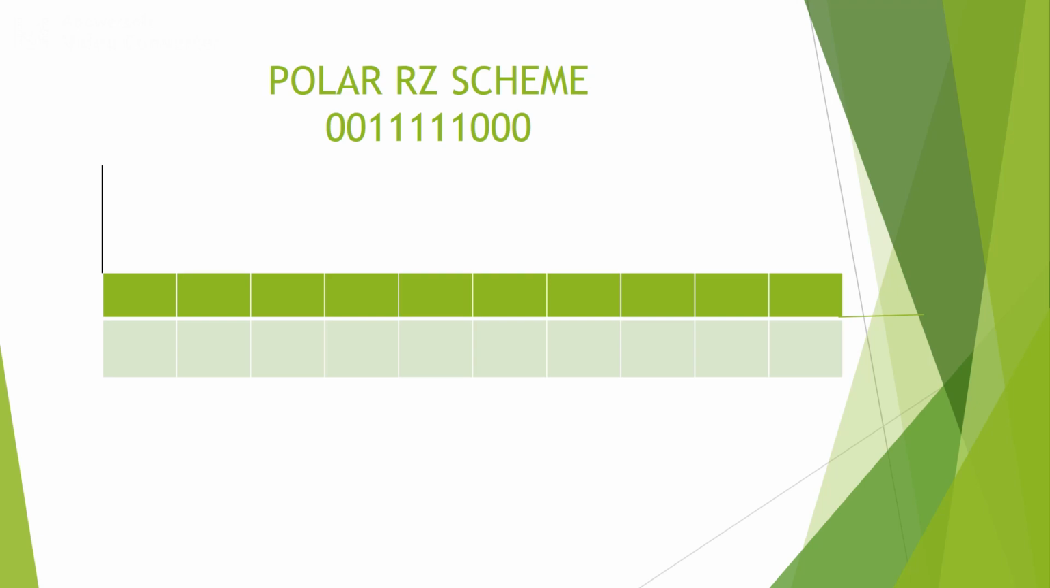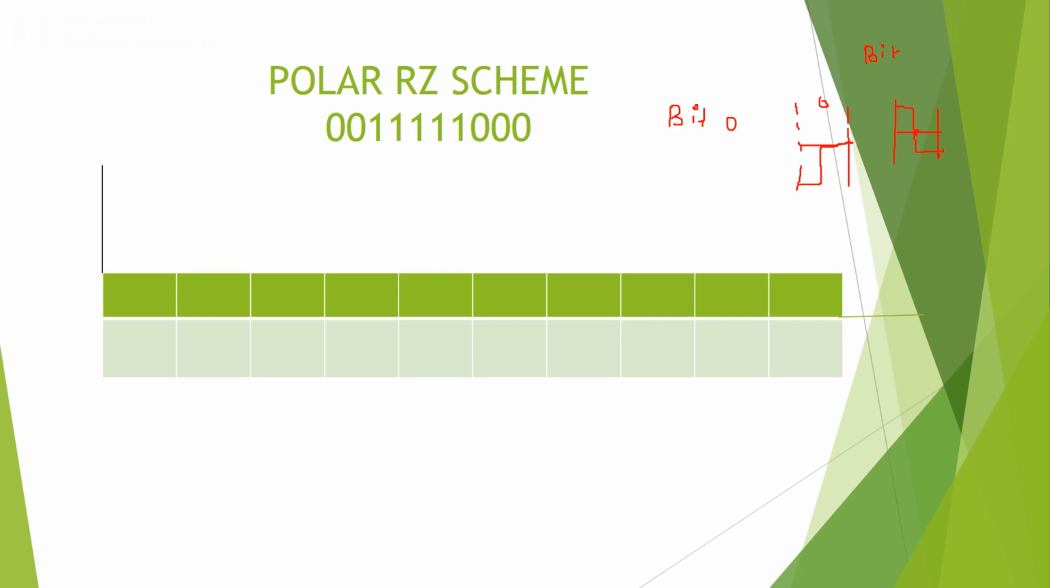Polar return-to-zero scheme, we can represent bit 0 as, if this is bit 0, we can represent it like this, and bit 1 can be represented as, we have to take the intermediate or central point. So for bit 1, the transition takes place exactly at the center of each bit.